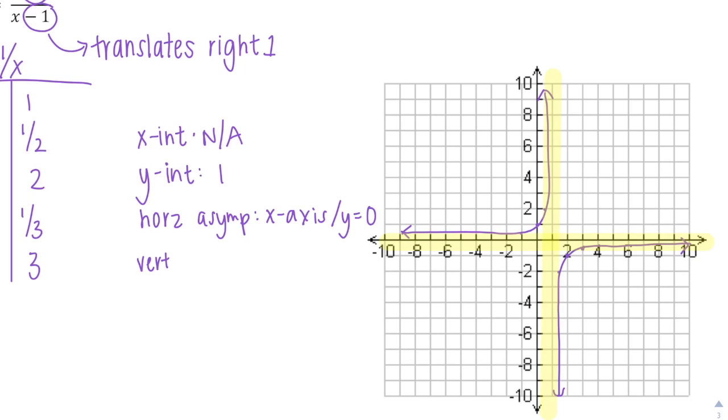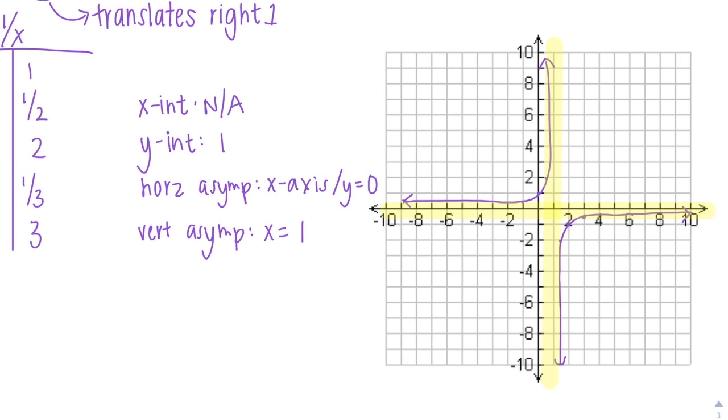My vertical asymptote has now shifted. So it's not the y-axis anymore. Now it's where x equals 1. So that helps me out. My vertical asymptote helps me out with my domain. My horizontal asymptote helps me out with my range. It's kind of opposite flipped from what you think. So my domain, x can be anything but 1.